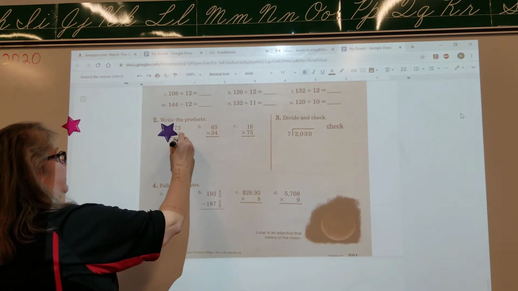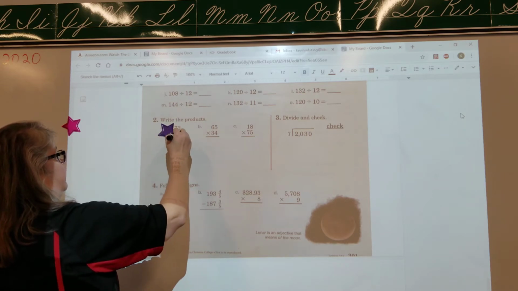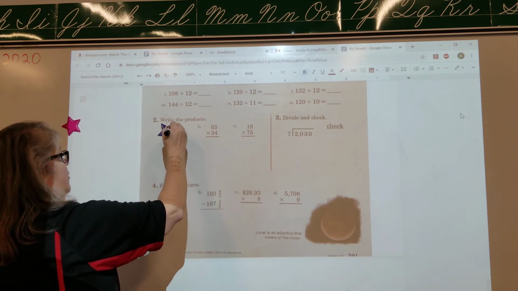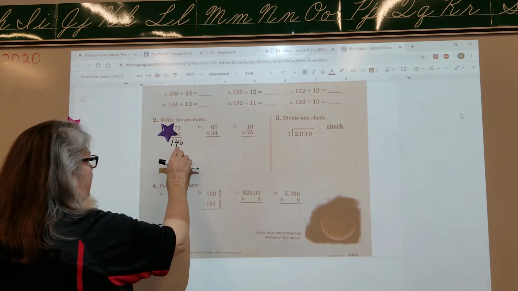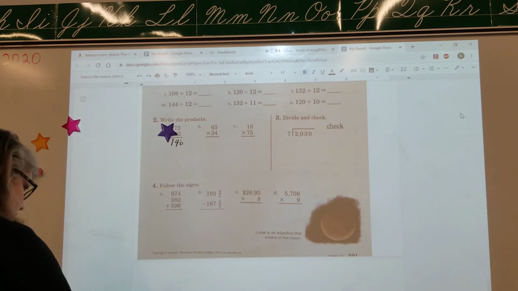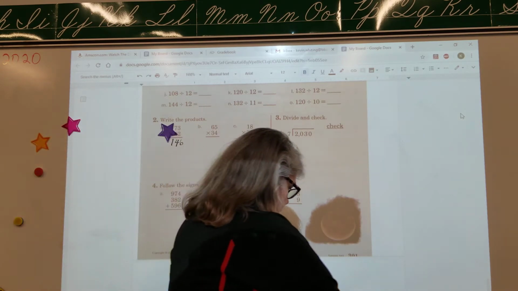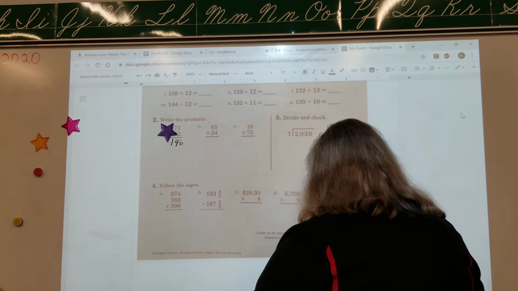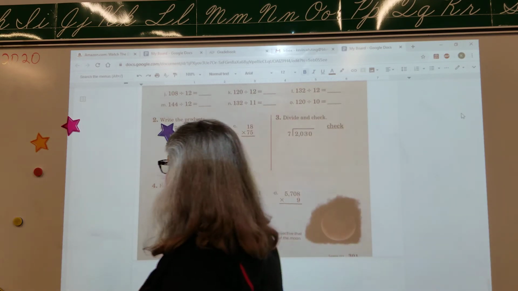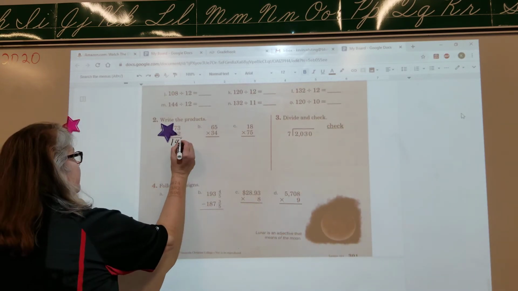2 times 3 equals 6, and 2 times 7 equals 14. There's no hundreds place, so go ahead and put that 1 here. And I'm going to switch markers. This marker doesn't want to work very well, so let's go here. Now we're going to multiply the tens place.